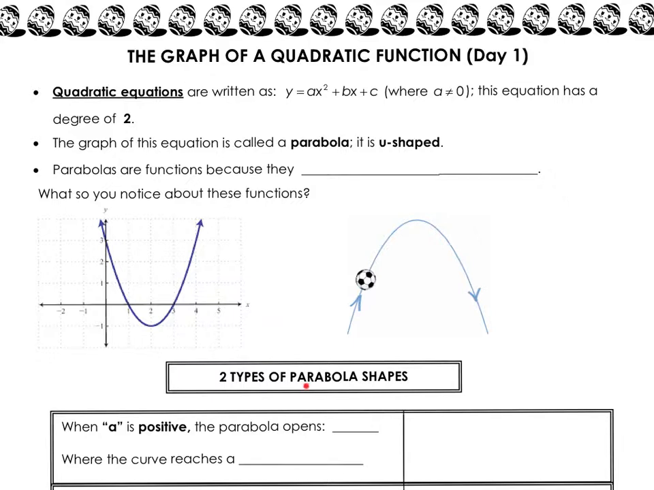There are really two types of shapes that you'll have to worry about, and those are the ones pictured here. The U face where it's going up, or the U where it's going downward. So when they have a maximum or a minimum.